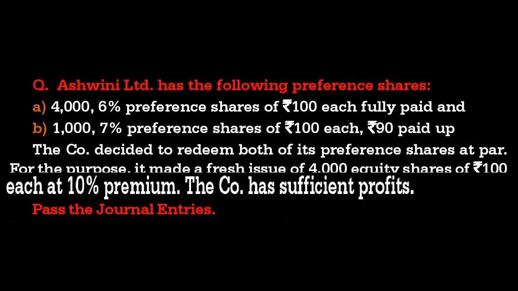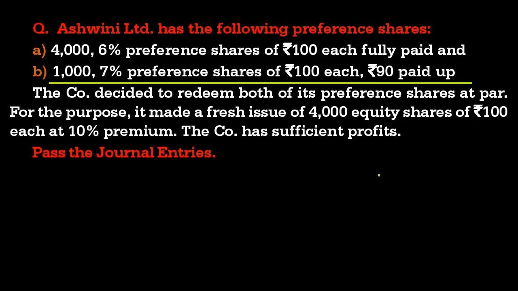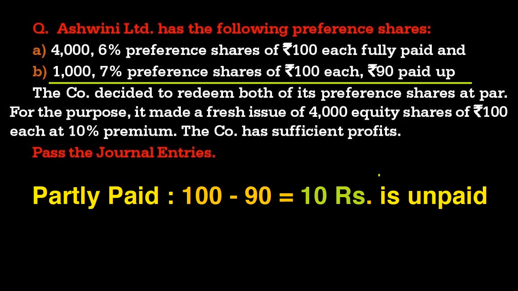In this problem there are two varieties of preference shares. One group of preference shares is fully paid. Another set of preference shares is partly paid, that means out of 100, 90 is paid. So now, as I have already said in the legal provisions, first we have to convert the partly paid preference shares into fully paid. That is the second category, B, 7% preference shares of 100 each, 90 paid up. In that how much is unpaid? 10 rupees per share is unpaid. So let us make a call on that and collect that unpaid amount.